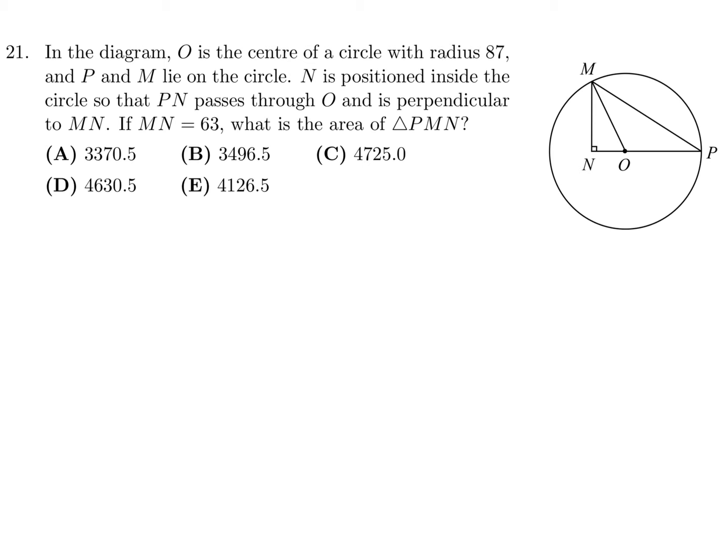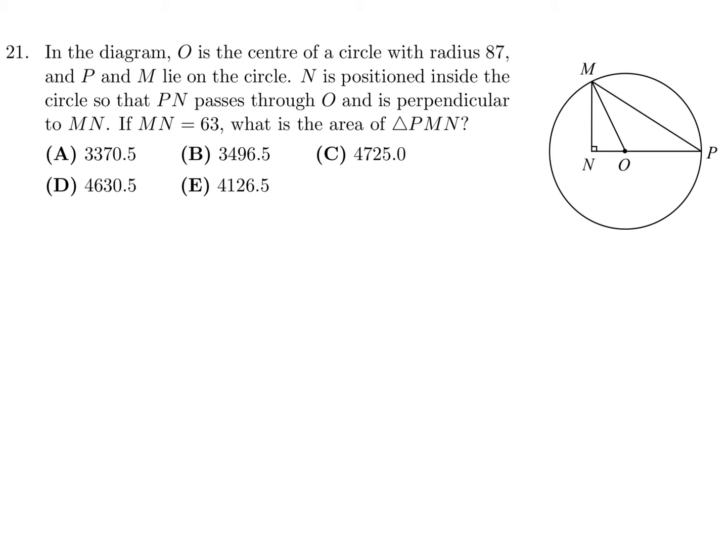In the diagram, O is the center of a circle with radius 87. P and M lie on the circle. N is positioned inside the circle so that PN passes through O and is perpendicular to MN. If MN is 63, what is the area of triangle PMN?